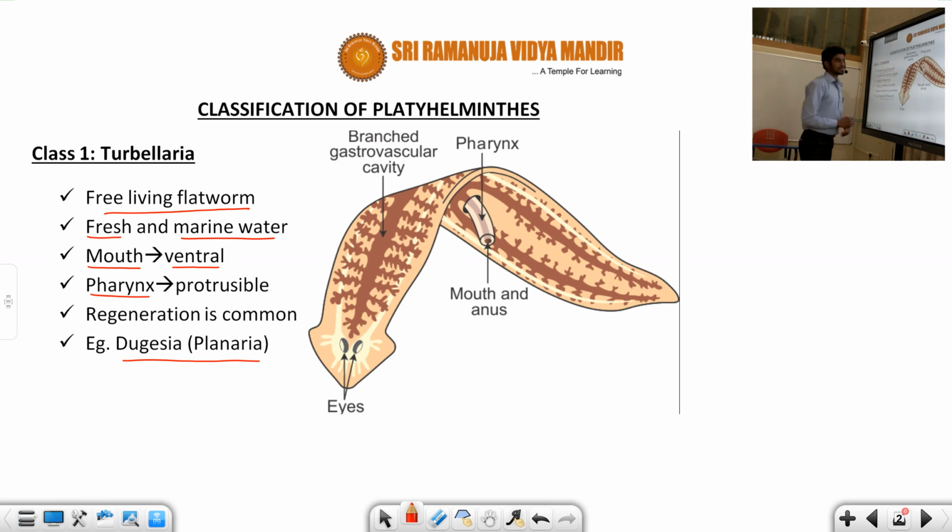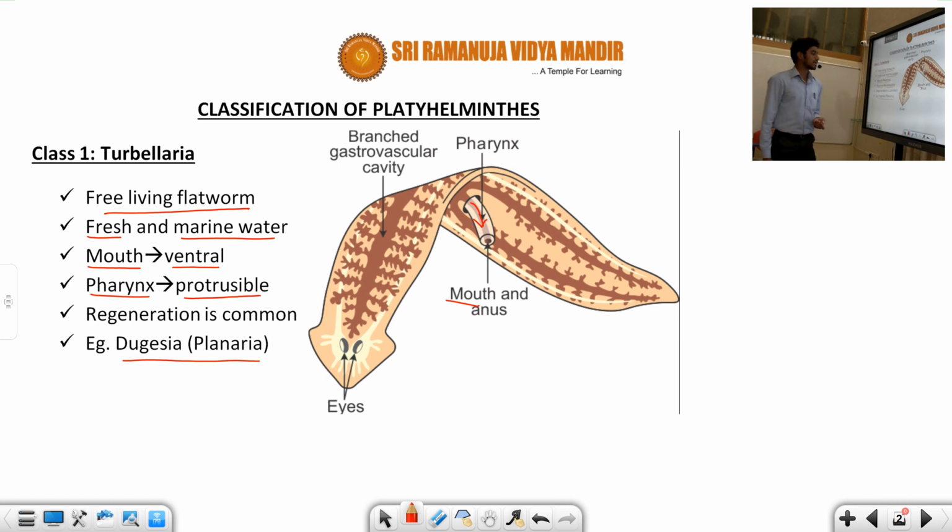The pharynx here is protrusible. That means the pharynx extends towards the mouth. So this is a pharynx, right? It is extending towards the mouth. That's why it is called protrusible. So the pharynx is protrusible in nature.